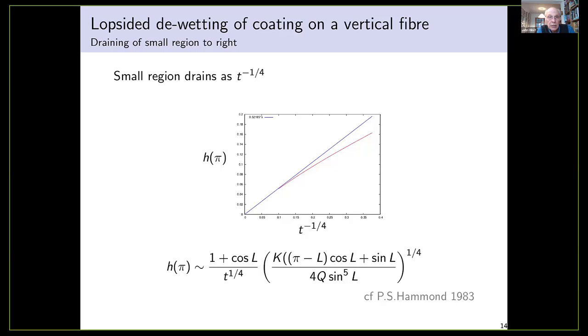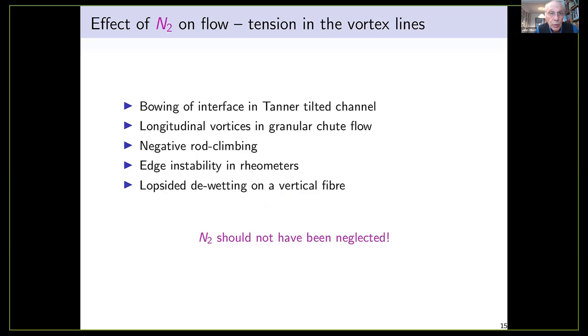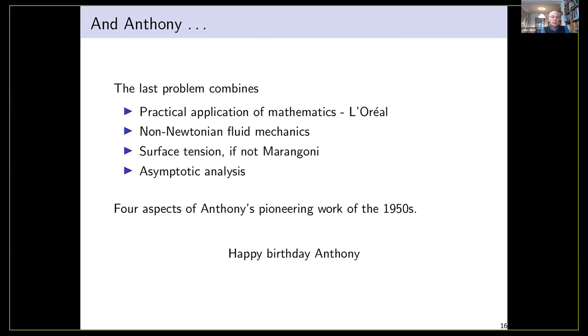Right. So I've given some examples where what was neglected, N2, should not be neglected because it's responsible for non-Newtonian phenomena. And there's a speculation, that second one, which I've put out just to see if I'm correct. And so that leads me back to Anthony.